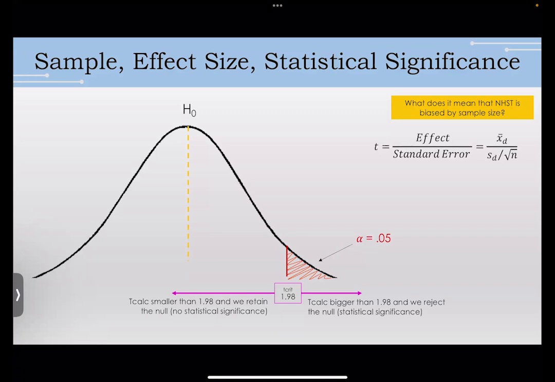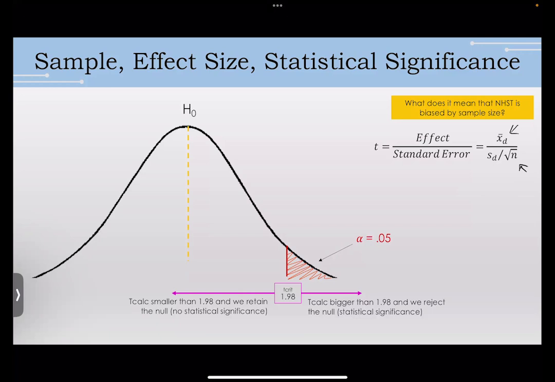Cool. So now let's look at the actual T formula. Remember that in words, T is effect over standard error. And that means it's effect on top and spread over sample size on the bottom, right? Now, what would happen if my effect were really, really small, but I jack up my N really, really huge?